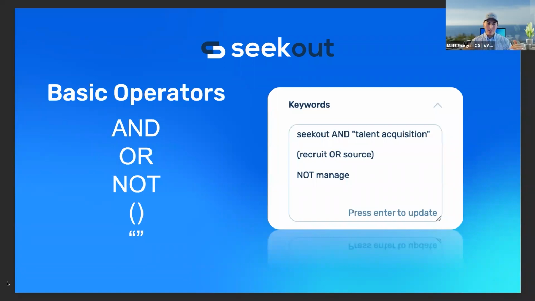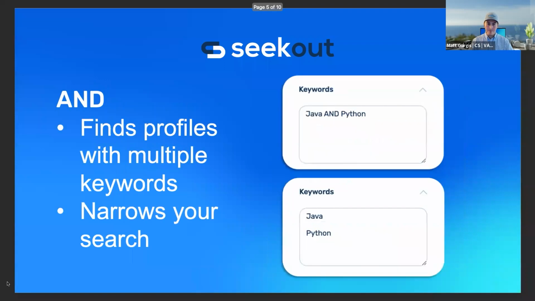So we showed you all the 5 basic Boolean operators. We have and, we have or, we have not, we have parentheses, and we have quotations. Let's talk about the first one, and this is the simplest of operators. It finds profiles with multiple keywords. It also narrows your search. So what does that mean?